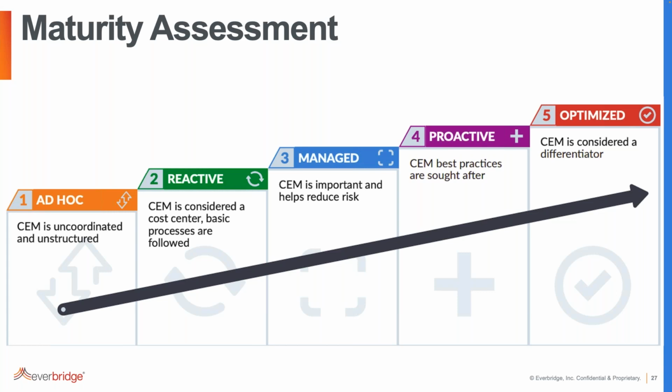Basic processes are followed, right? We'll practice this. We know what we're going to do when this type of thing happens. Managed means CEM is important and helps reduce the risk. We've got organizational buy-in at this point. We've started to acknowledge that there is a reason to invest here. Proactive, the best practices are sought after. We're starting to become that bleeding edge. And then optimize is really considered a differentiator, right? That's where we're getting to that first line of offense, and that's truly world-class once we reach that level.